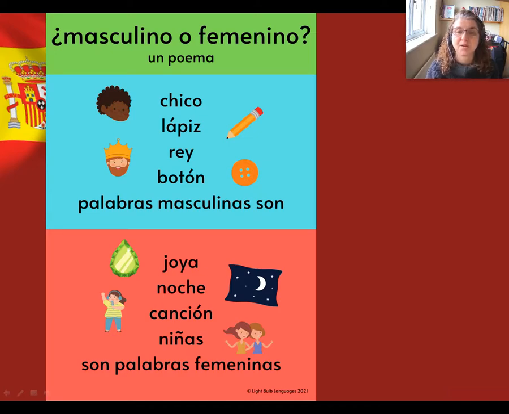Let's try and say those 4 feminine words one after the other. Are you ready? Here we go. Joya, noche, canción, niñas. Try it again. Joya, noche, canción, niñas. Once more. Joya, noche, canción, niñas. And the last line tells us a little bit about those words. It says, son palabras femeninas, are words feminine. And the order of the words is changed around a bit there so that it still rhymes.